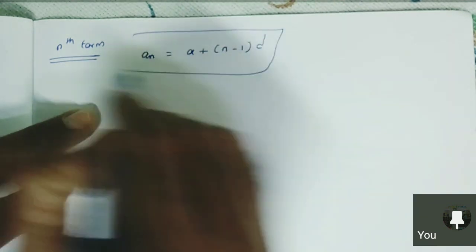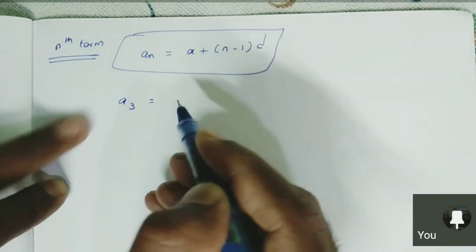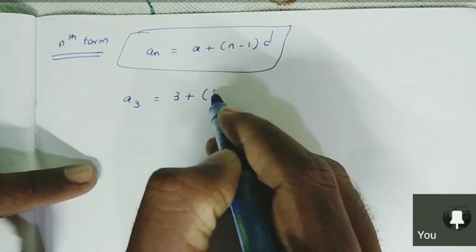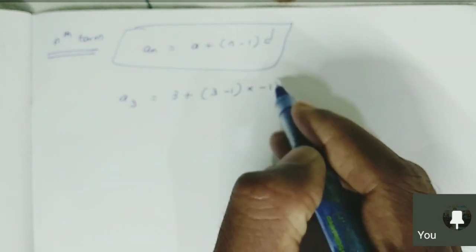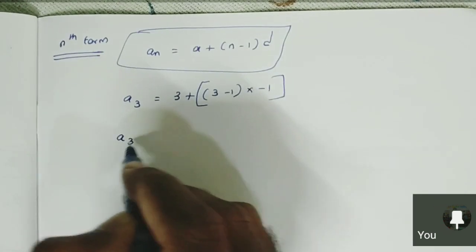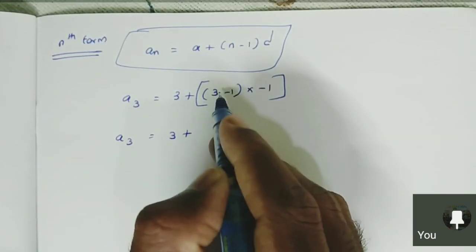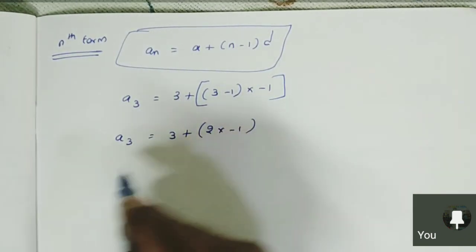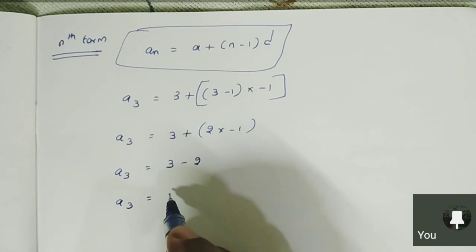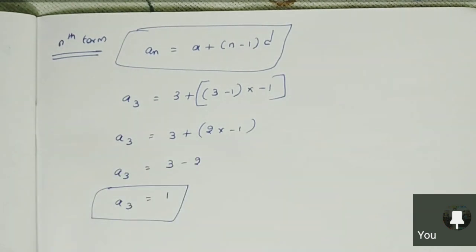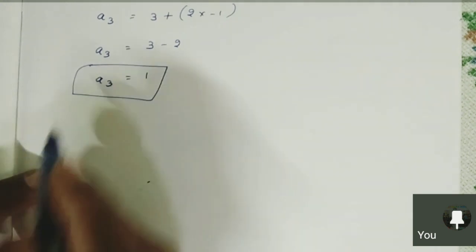Otherwise, we can use the nth term formula for finding the nth term. What is the nth term? An is equal to A plus n minus 1 into D. So in this, A3 we need, right? The A value here is given as 3, plus 3 minus 1 into D value. The D value we found is minus 1. So A3 is equal to 3 plus 3 minus 1, that is 2, into minus 1. So A3 is equal to 3 minus 2, so A3 is equal to 1, sir. Clear? Yes, sir.